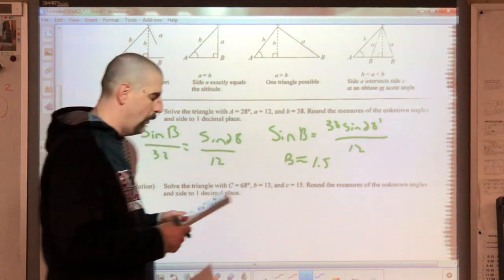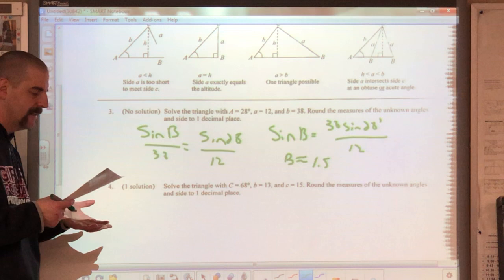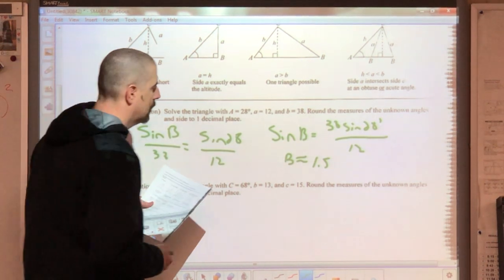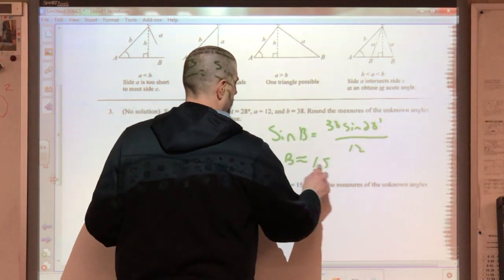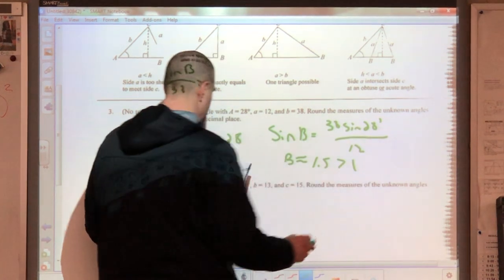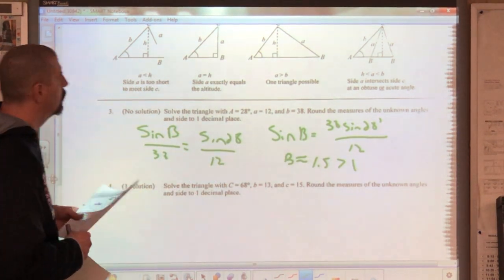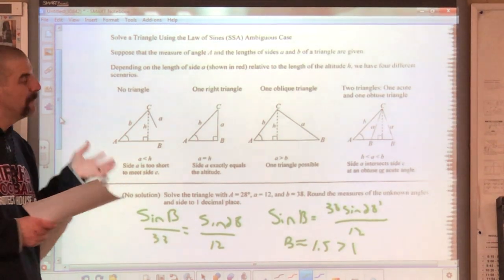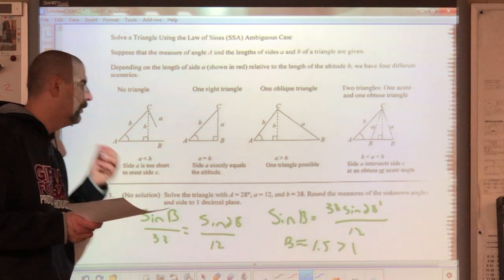Now, why is that important? Okay, why is that important? Well, it says that 1.5 is greater than 1, so you have no triangle. Again, no triangle. Now, on the final, I haven't seen them put an ambiguous case. I doubt they will.